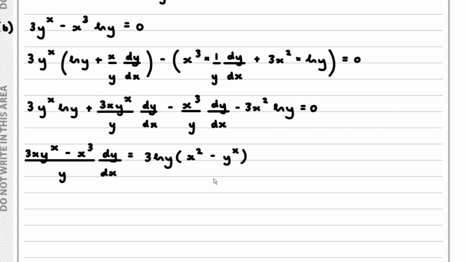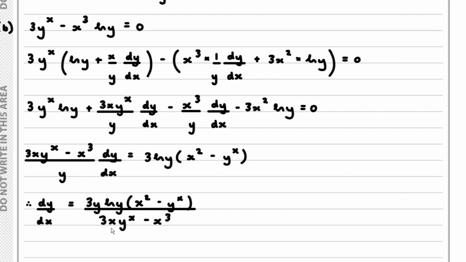And so, to find out what dy over dx is, we would have to multiply through by y and then divide by 3x y to the x subtract x cubed. So dy over dx is equal to 3y times the natural log of y times x squared subtract y to the x over 3xy to the x subtract x cubed.